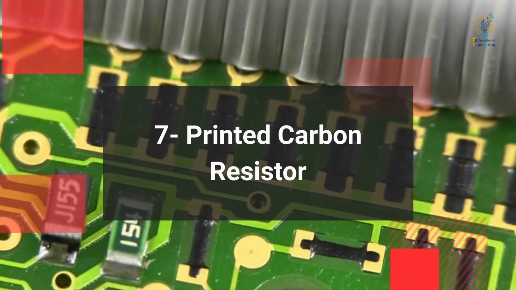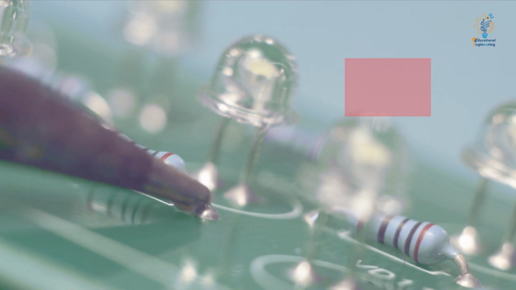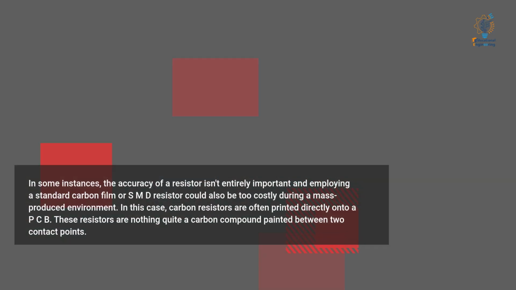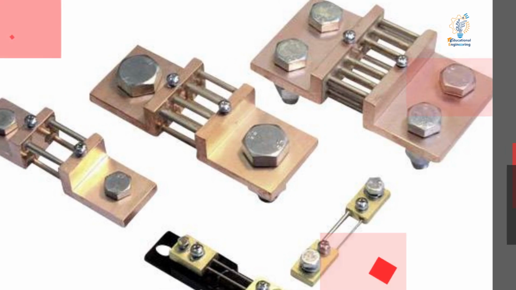7. Printed carbon resistor. In some instances, the accuracy of the resistor isn't entirely important, and using a standard carbon film or SMD resistor may be too costly in a mass-produced environment. In this case, carbon resistors can be printed directly onto a PCB. These resistors are nothing more than a carbon compound painted between two contact points.